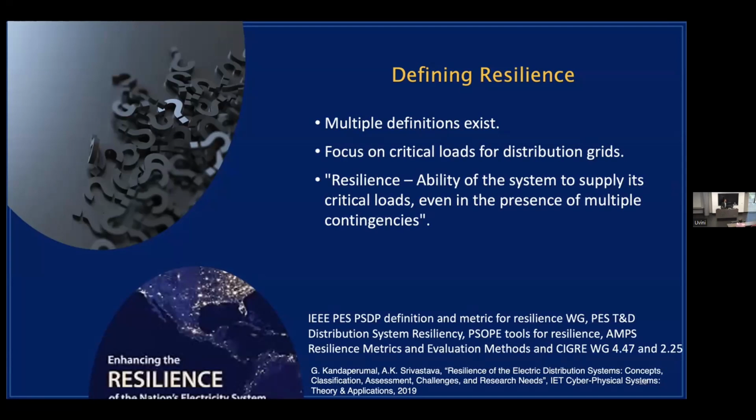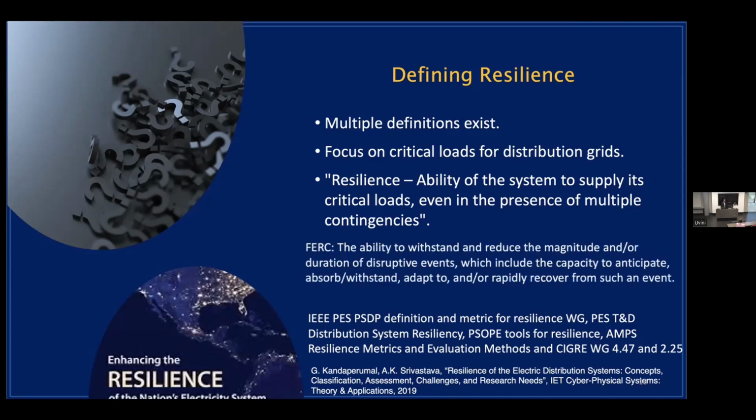Some of these working groups were in the IEEE PSDP committee, TND, which is still going on. That is going to result in a standard now. And then the PSOP tool for resilience that I chair. And then there's AMPS, which just wrapped up. And then there's SIGRE 4.47 and 2.25. All of these have very good reports out, if you want to look at them.